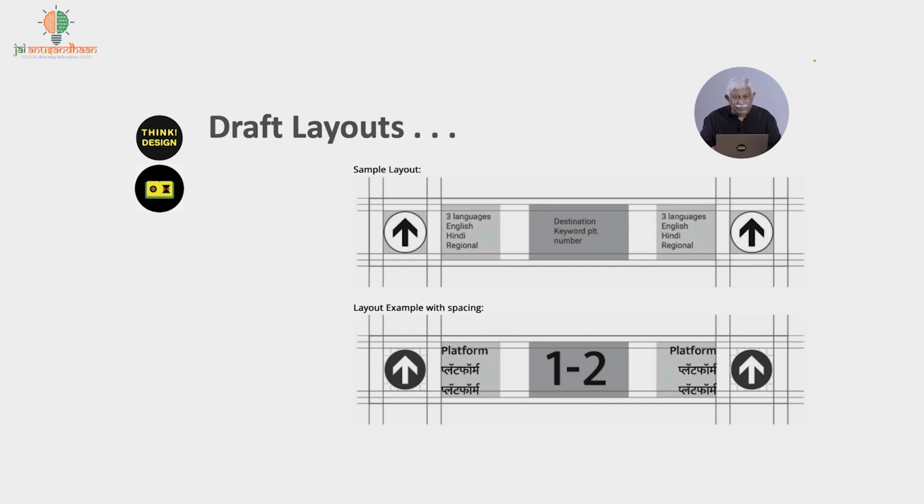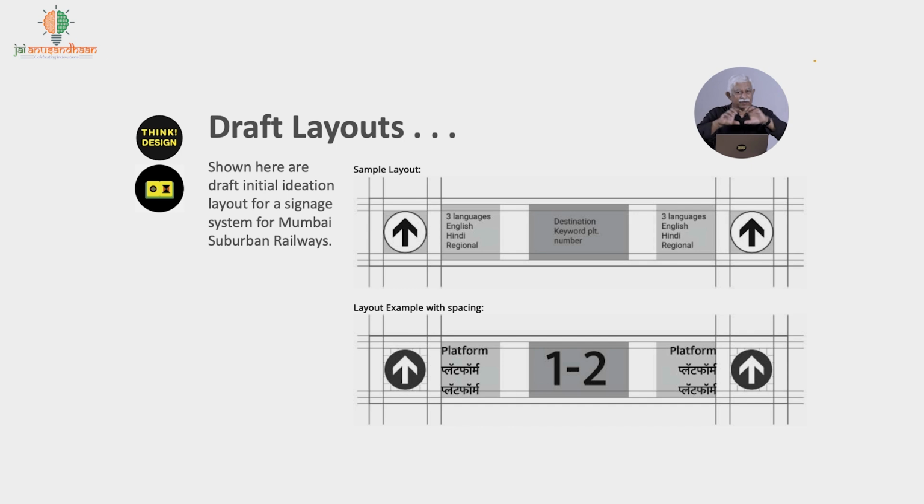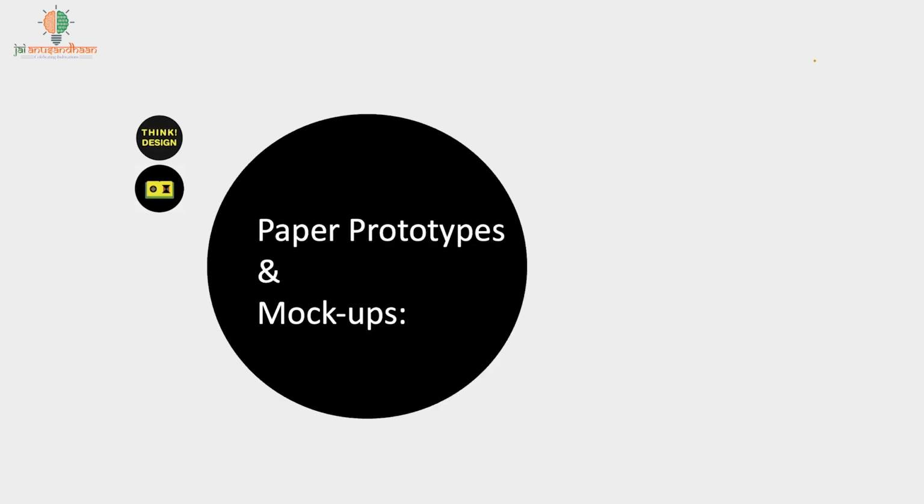Here's another example of a draft layout, because the person was doing a signage system for the suburban trains in Mumbai city. You can see these are rough ideas. In the beginning the proportion is not very sure, but the placement is fairly certain, getting how it should be done. Again, quick sketches. From here we move on to paper prototypes and doing mock-ups.